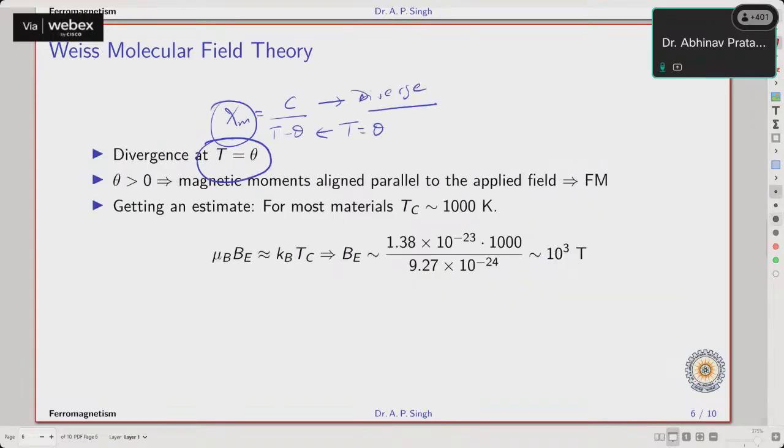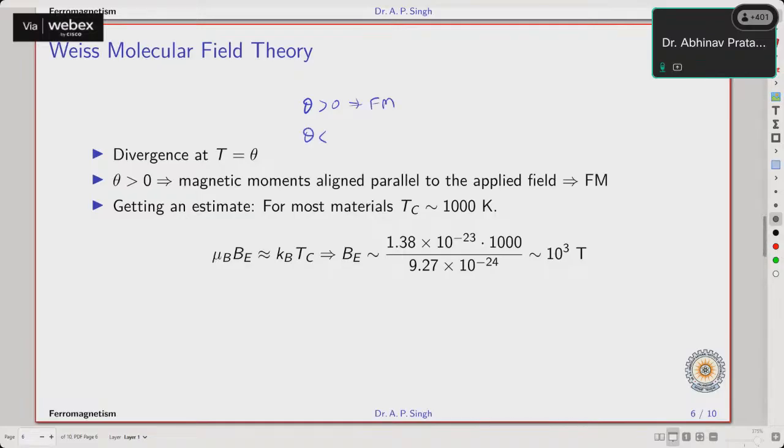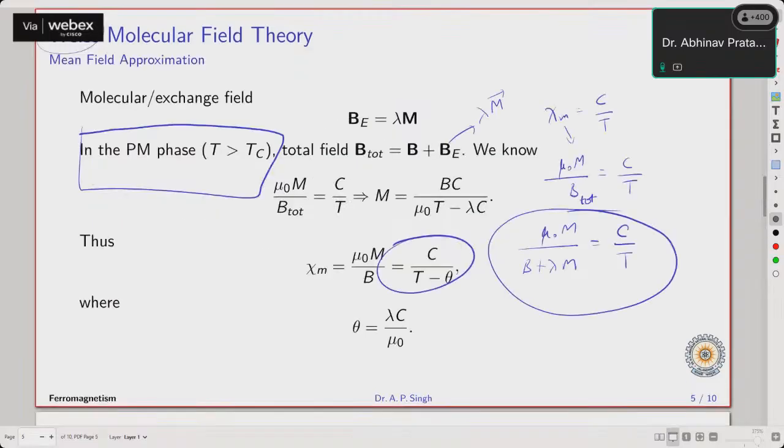And this kind of a molecular field can be taken for ferromagnetic material also. It can be taken for antiferromagnetic material also. So when theta is greater than 0, we will say that our material is ferromagnetic, and when theta is less than 0, we will say that our material is antiferromagnetic. So in our case, you can see that this value of theta turned out to be positive. That means we were talking about ferromagnetic materials.